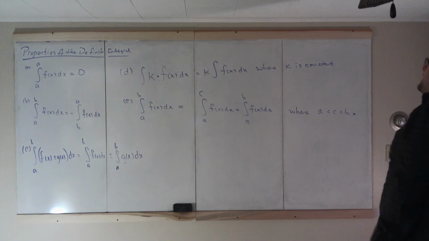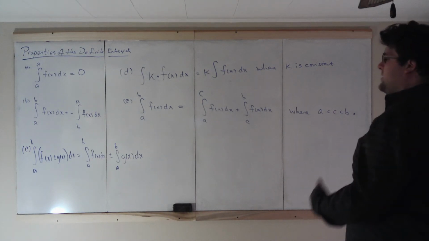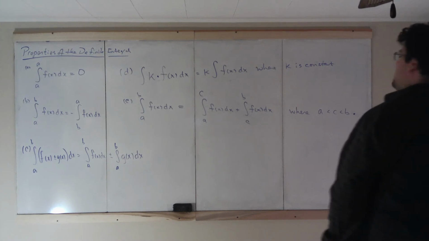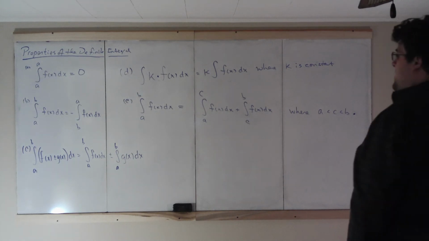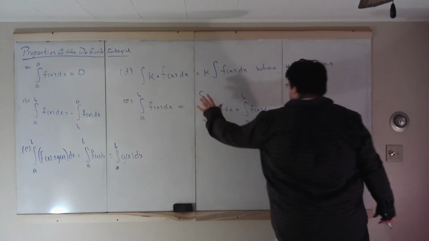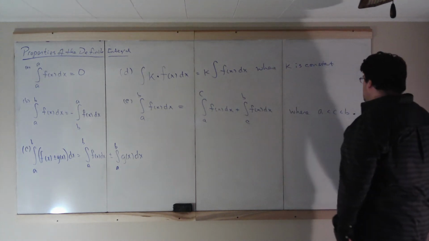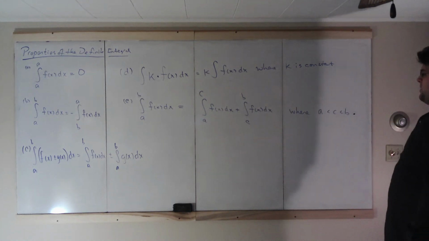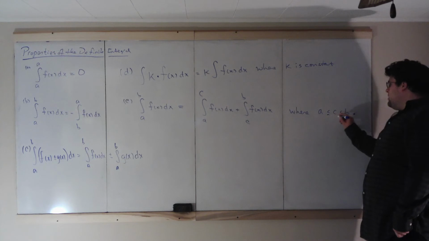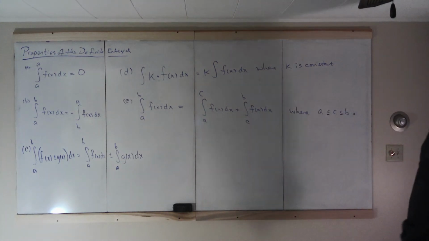And also part E. This one looks a little different, and I think this is best understood with the area interpretation rather than the limit. The integral from a to b of f of x equals the integral from a to c plus the integral from c to b, where c is between a and b. I guess it could be where c is between or equal to a or b.